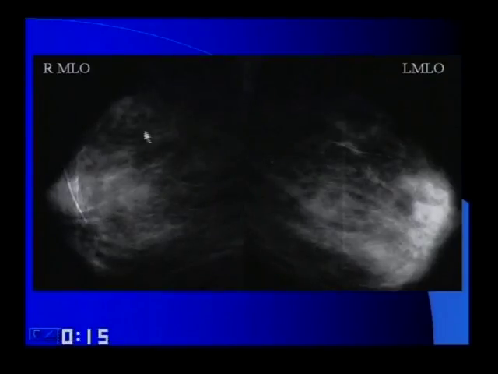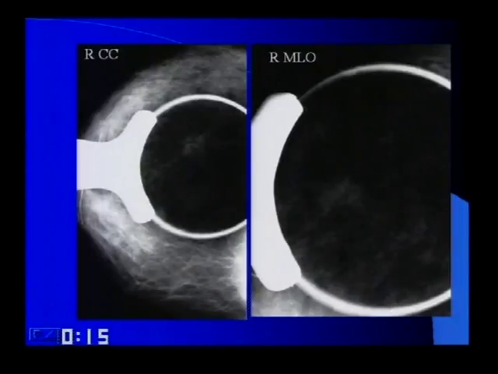Okay. And so what do we do next? I would do spot compression views. So here's the spot compression, the CC. It's right here on the MLO. So it actually shows up on both views, so it is a real density.